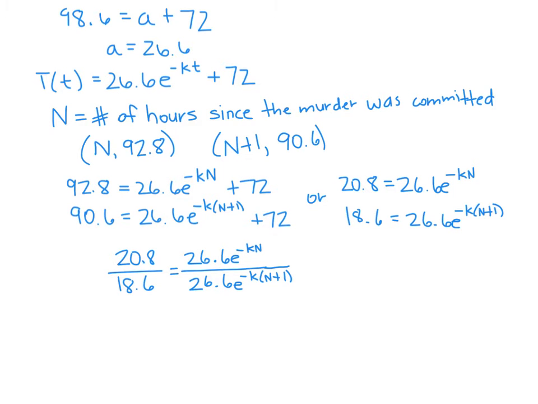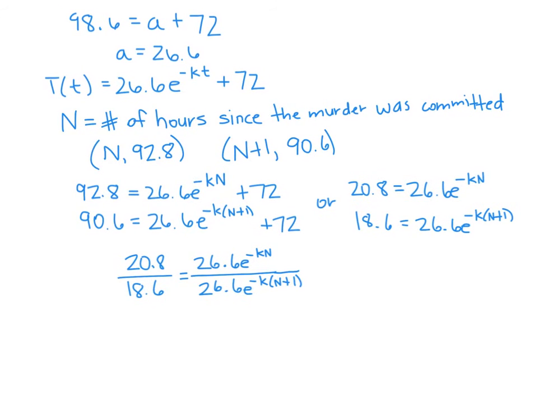Alright, next we're going to divide this top equation here, the 20.8 equal to 26.6 e to the negative k n. We're going to take that and then divide it by this bottom equation.